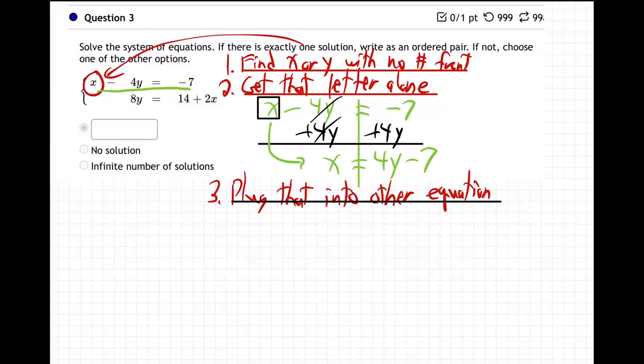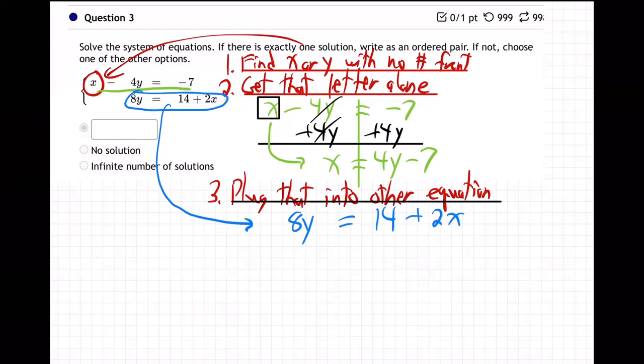So I'll grab the other equation now. Eight y is 14 plus 2x. Grab that x. Plug it in for x right there. So what do we get? 8y equals 14 plus 2, and then 4y minus 7. So I plugged in right there.